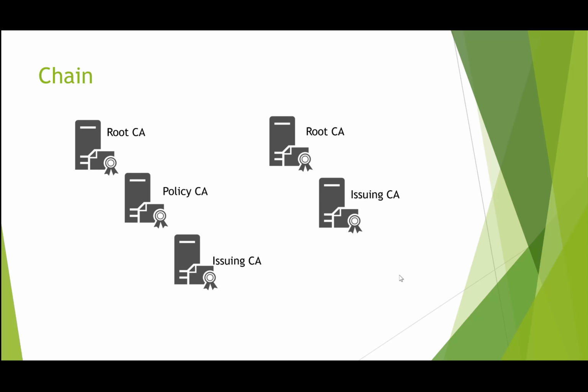The root CA's main purpose is to be the trust anchor for the PKI. If your machine trusts the root CA, then you'll trust the policy CA underneath it, and you'll trust the issuing CA underneath that, and you'll trust certificates that are issued by the issuing CA. That's how trust is formed to a PKI.